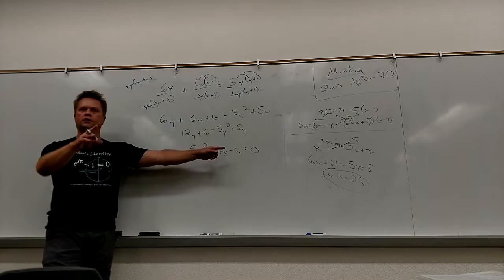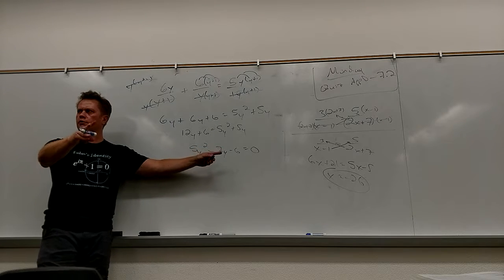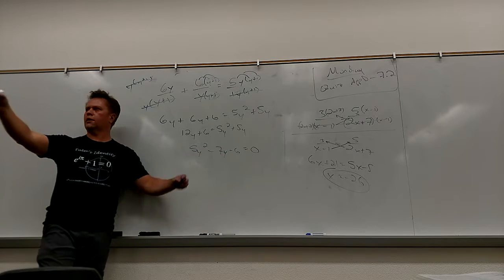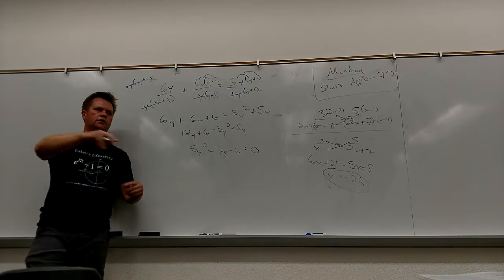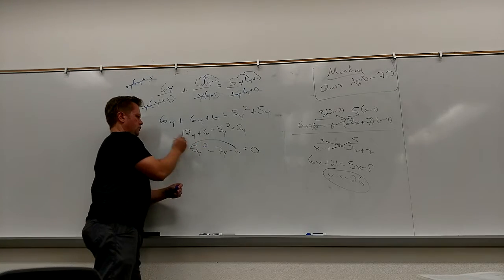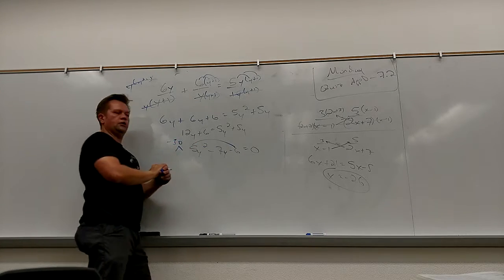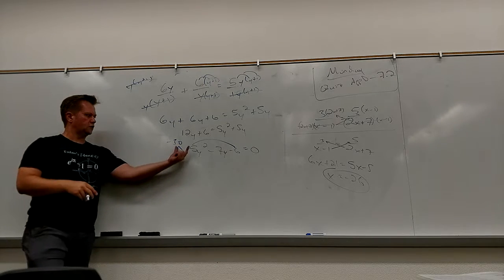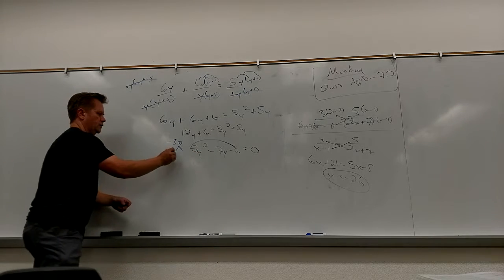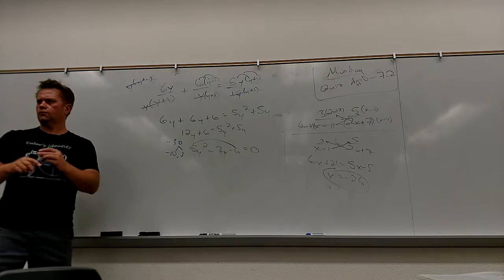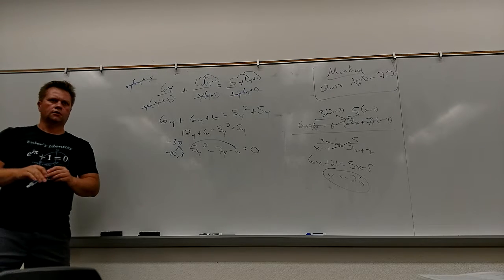So what do you do? Surefire, master product, AC method, whatever you call it. Negative 30, and we've seen this a few times. It's got to be negative 10 and 3. Are you guys cool with that? You guys see that?